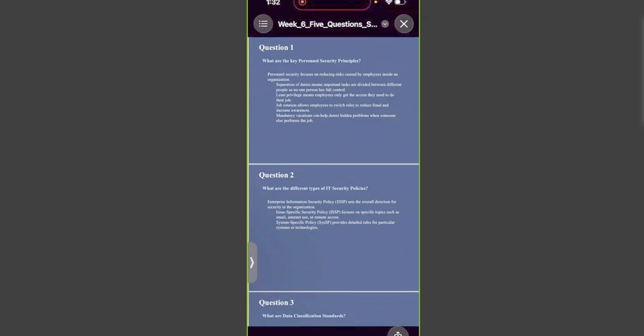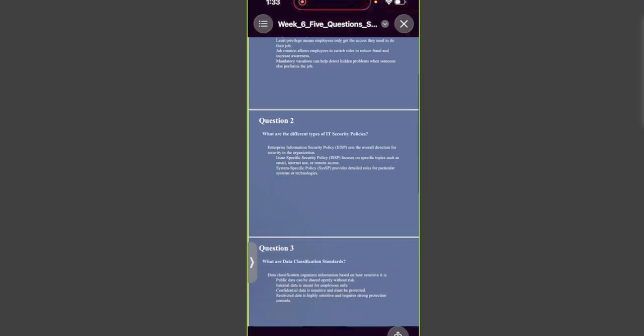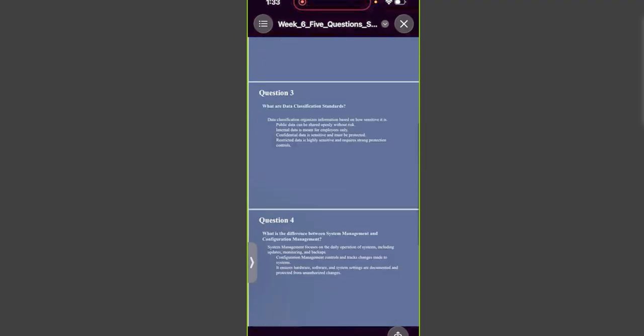Next question is, what are the different types of IT security policies? Enterprise Information Security Policy sets the overall direction for security in the organization. Issue-specific security policy focuses on specific topics such as email, internet use, or remote access. Systems-specific policy provides detailed rules for particular systems or technologies.